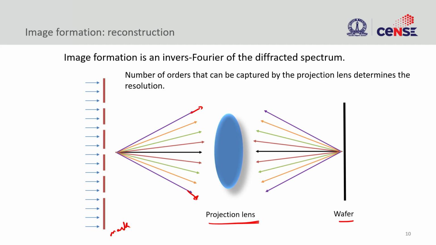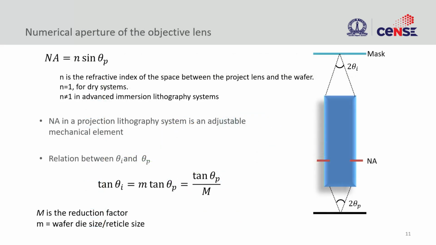And as I mentioned, you need to capture as many coefficients as possible, but there is a physical limitation of this lens. You cannot have a very large lens. So the lens has a physical limitation, and that will be some defined number here. So the resolution depends on the projection lens system. And let's look at how this projection lens system works. So we have something called numerical aperture of this projection lens.